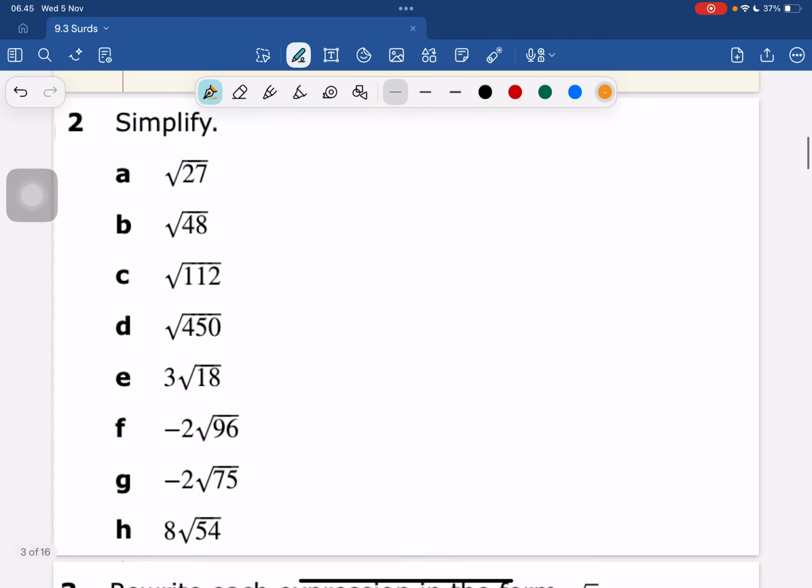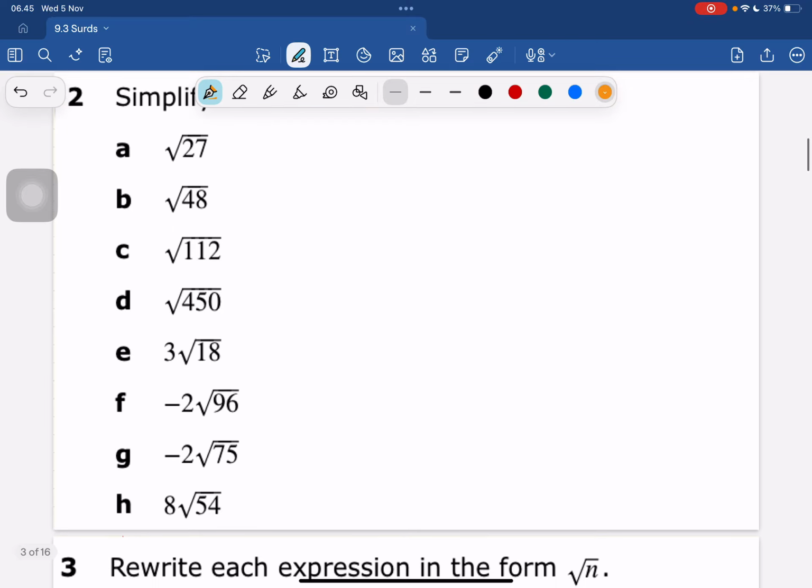So simplify √27. To do this, look at the square number. This is 9 times 3. So square root of 9 multiplied by square root of 3. So this is going to be 3 times square root of 3. Next, √48.